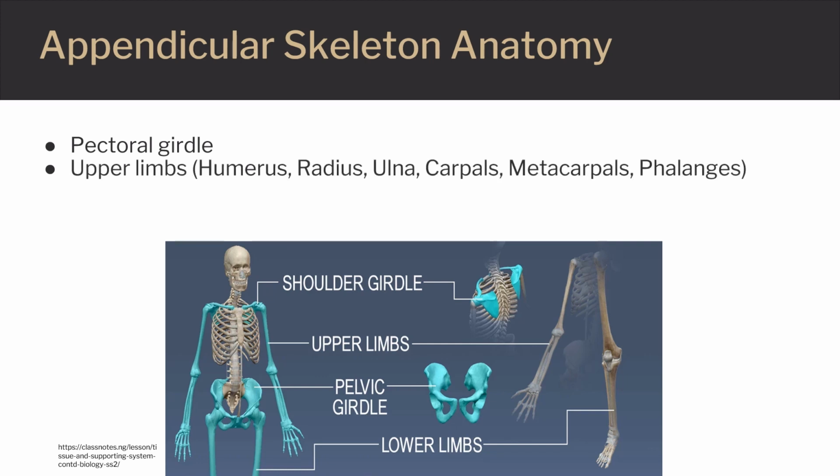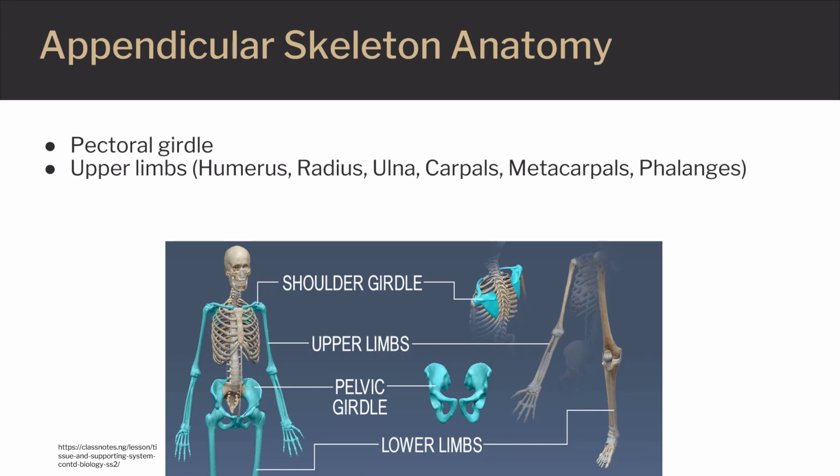The upper limbs. Each arm contains 30 bones, known as the humerus. The humerus is the long bone of the upper arm. The radius is one of 2 long bones on the forearm, found on the thumb side. The ulna is the second long bone of the forearm, found on the pinky finger side.